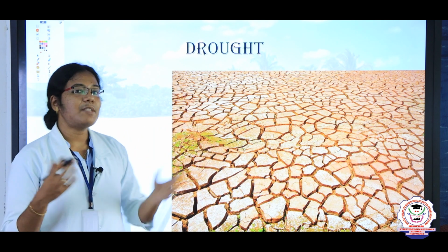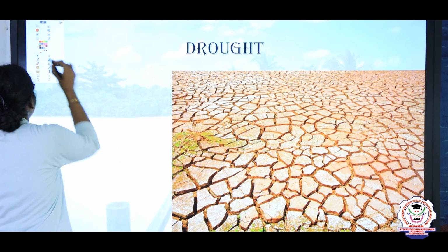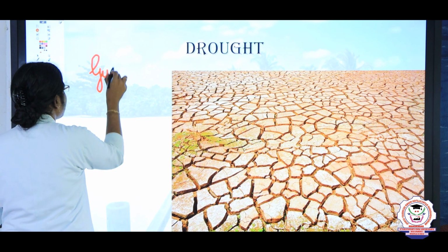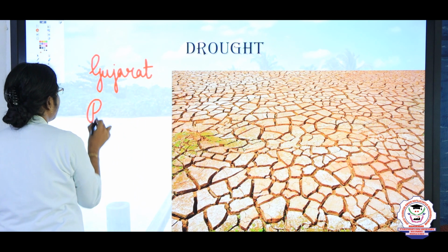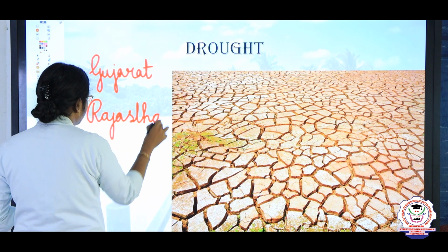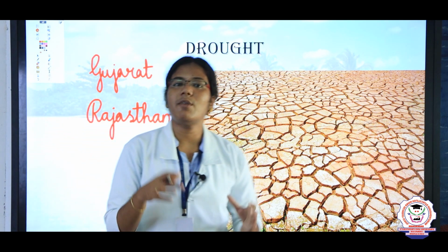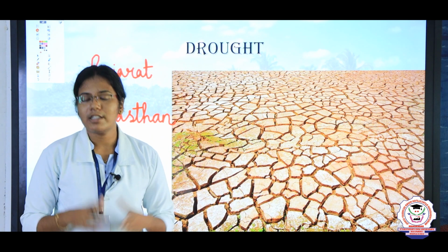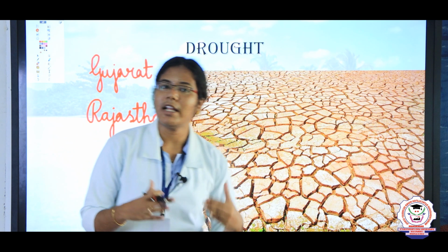Especially in our country, India, states like Gujarat and Rajasthan receive a very small amount of rainfall. Sometimes they don't receive any rainfall at all. So these states experience a drought, which means varatchi. They will definitely feel water scarcity.